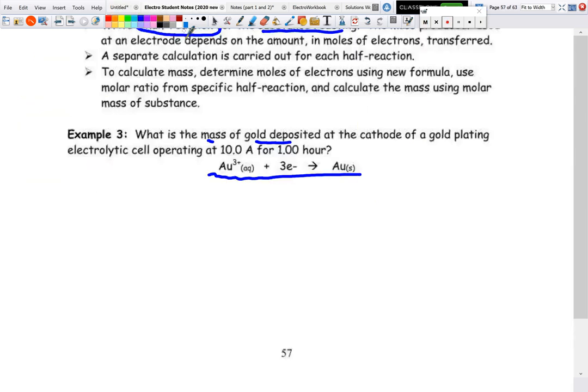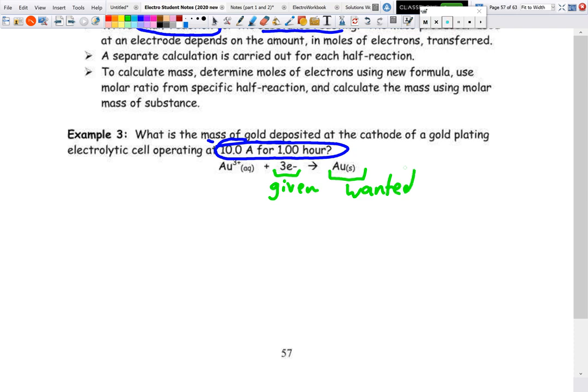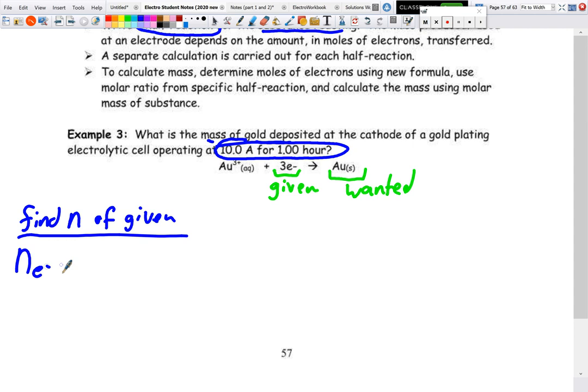When we look at the information that's given, we're given amps and we're given hours. So from our formulas, we're given everything for the number of moles of electrons. And our gold is our wanted, because it's asking what is the mass deposited at the cathode. So when we look at step 2, find the number of moles of our given, the number of moles of electrons is equal to IT over F.